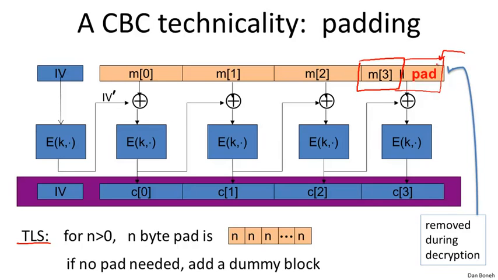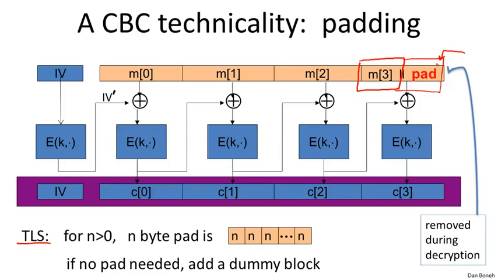Now the question is, what do we do if in fact the message is a multiple of 16 bytes? So in fact no pad is needed. If we don't pad at all, then that's a problem, because the decryptor is going to look at the very last byte of the last block, which is now part of the actual message, and he's going to remove that many bytes from the plaintext. So that actually would be a problem.